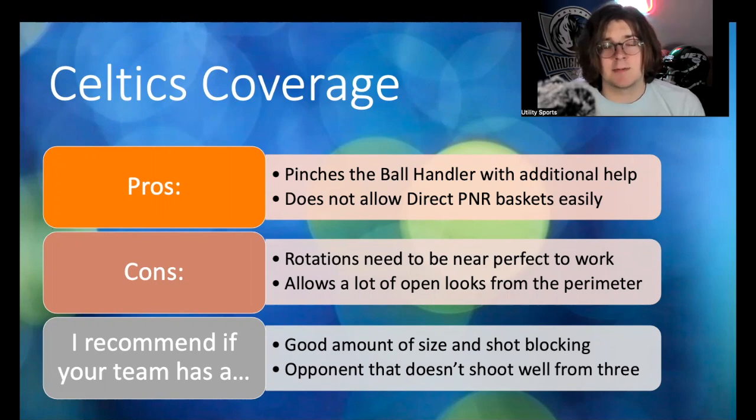Basically, if you run this type of coverage, you're betting that your opponent can't make enough wide open threes, or just open threes in general, to beat you. That's the bet you're making here, which is why the Celtics did not beat the Warriors, because the Warriors have a ton of shooting capabilities.